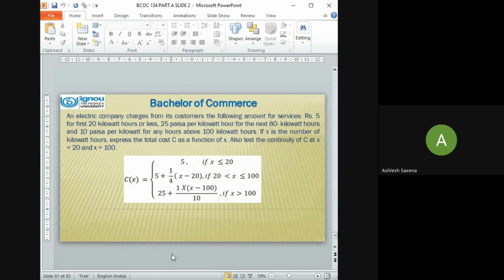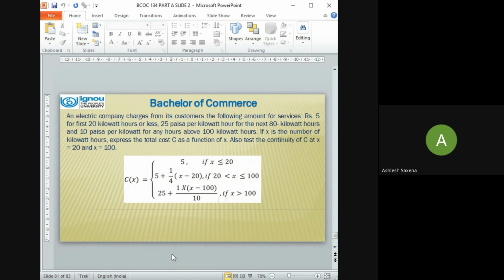And 10 paisa per kilowatt hour for any hour above 100 kilowatt hours. If x is the number of kilowatt hours, express the cost C as a function of x. Also test the continuity of C at x equal to 20 and x equal to 100. Now it becomes very difficult to understand how this problem can be resolved.